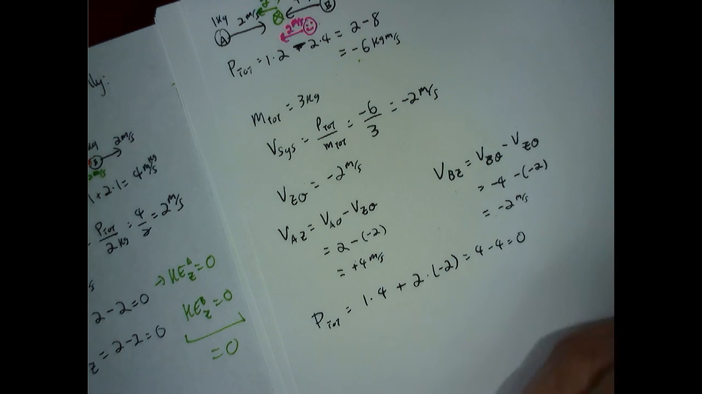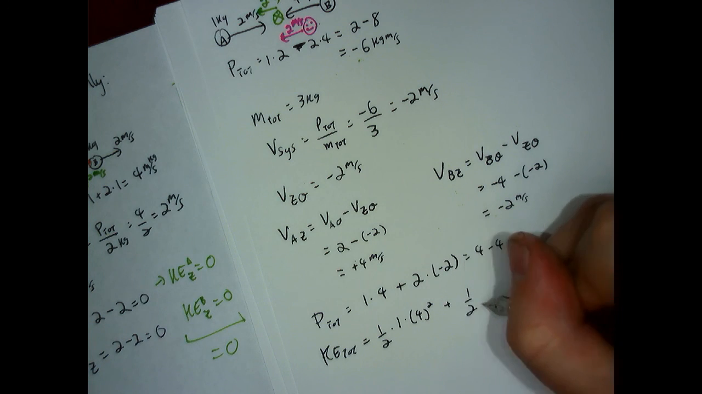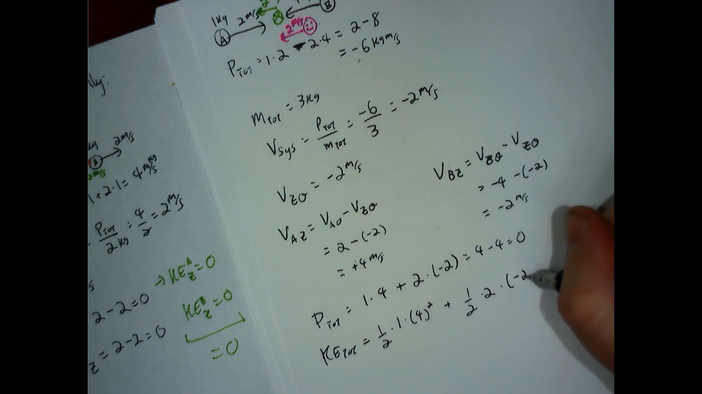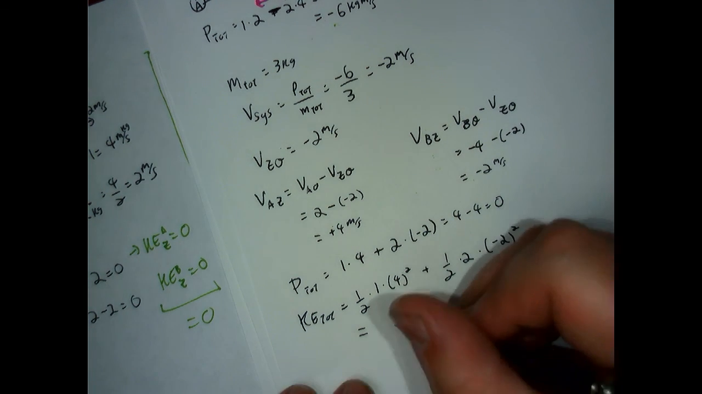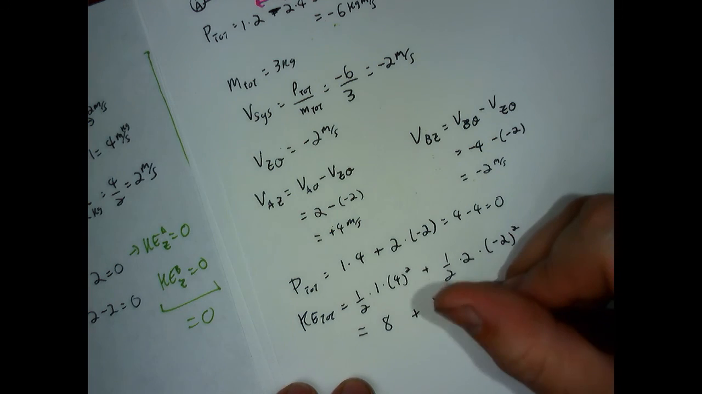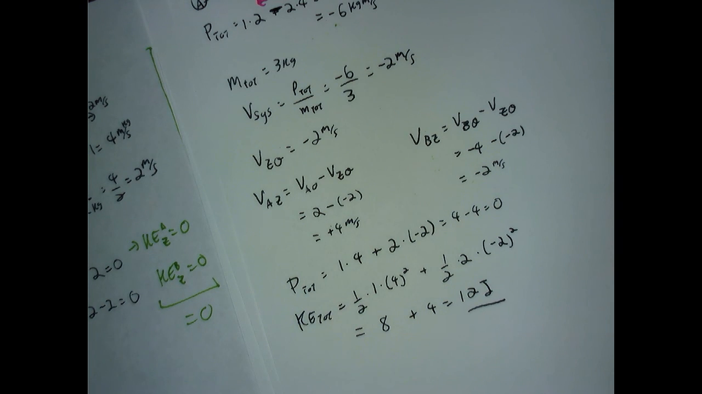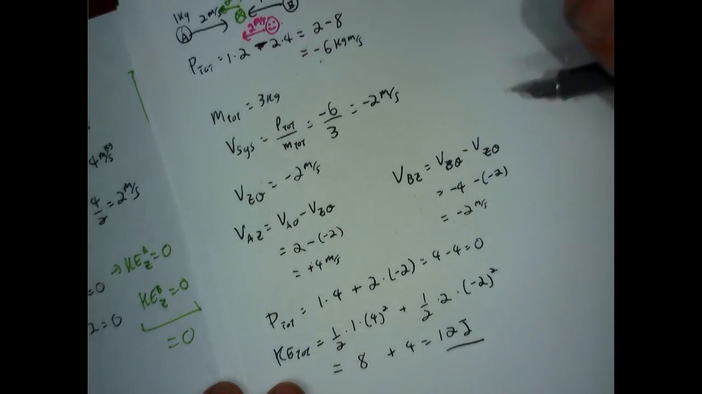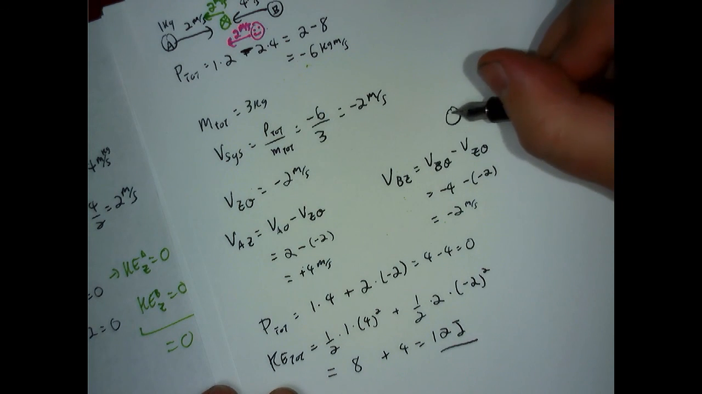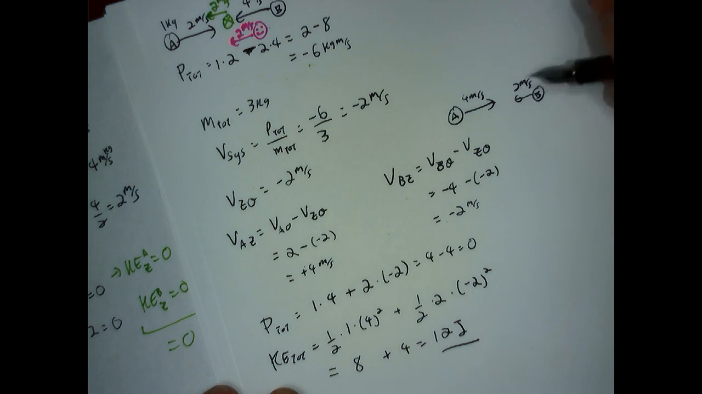But how much kinetic energy does this have? Well, okay, so it's going to be 1 half times the mass of the first object times its speed squared, plus 1 half times the mass of the second object times its speed squared. So that is 16 divided by 2 is 8, and this is 4, 12 joules. All right, so in spite of the fact that it has zero momentum in this reference frame, it still has kinetic energy, because in this person's reference frame, according to the pink dude, A is moving at 4 meters per second, and B is moving like that at 2 meters per second. Okay, so they still have kinetic energy.